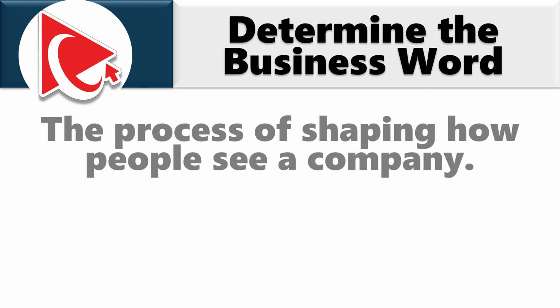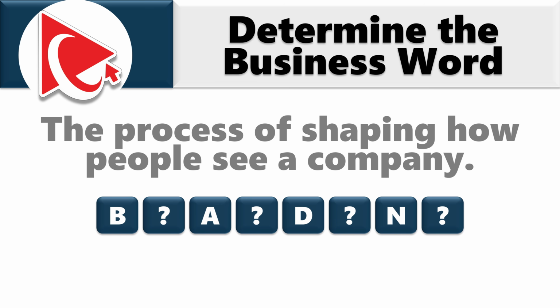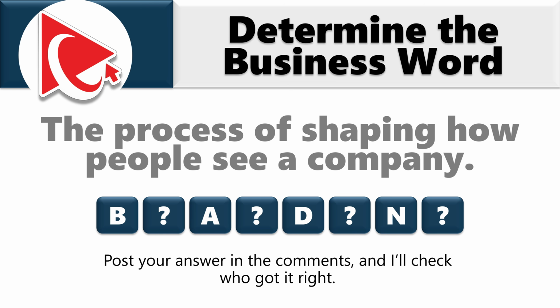This word represents the process of shaping how people see the company. And the present letters are B, A, D, and N. You've got 7 seconds on the clock. Put your answer in the comments. Time's up. How did you do? Drop your answer below and I'll review the comments later.